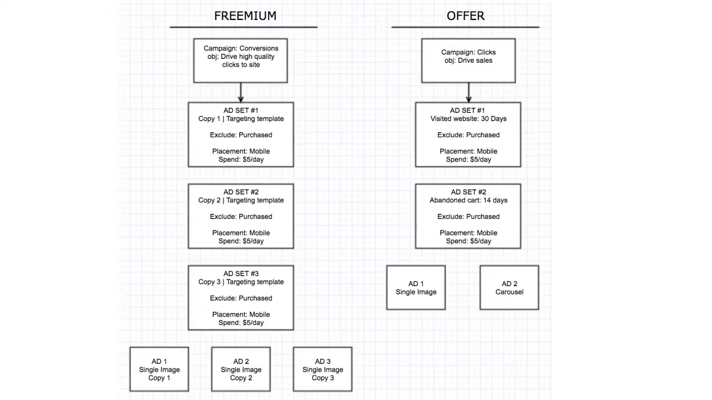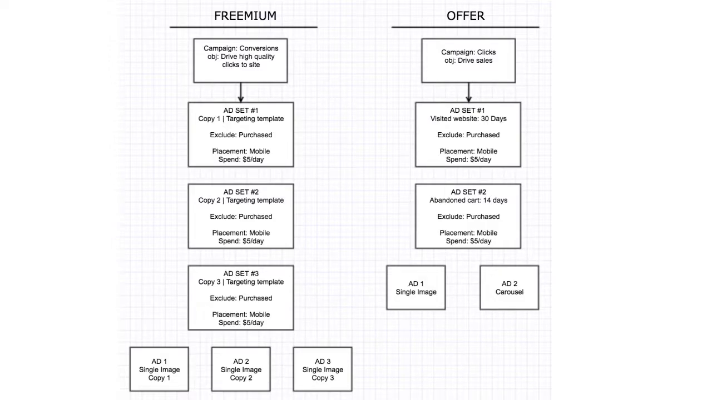So we don't need this algorithm because the audience is going to be small to start, but over time it'll get bigger and bigger as you have more and more people opting in for your freemium. So the top of the funnel, we fill that up with more and more people, and then at the bottom we'll be able to get more and more sales. Okay, so the objective of targeting for the offer is going to be just to drive sales.